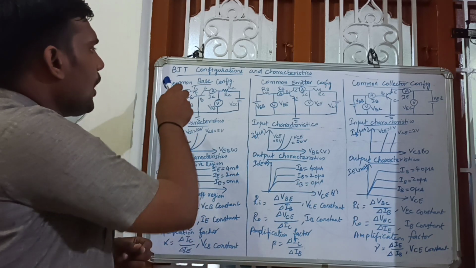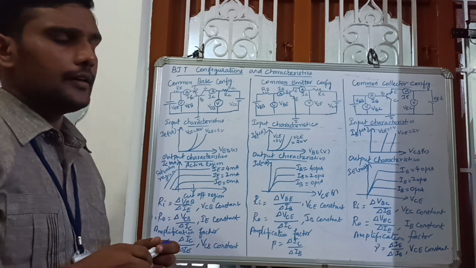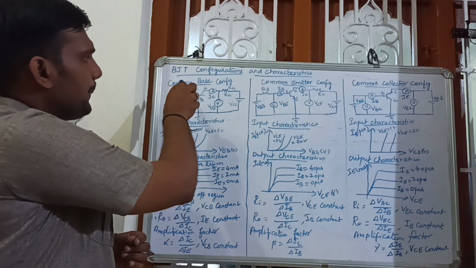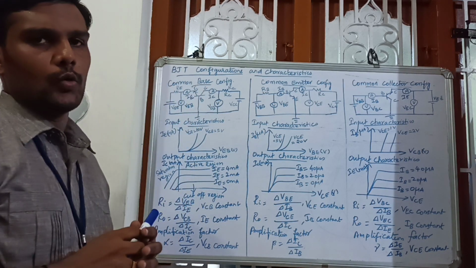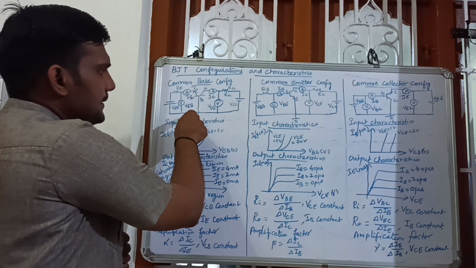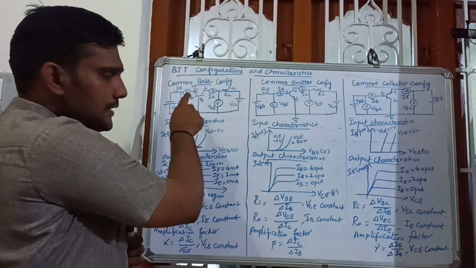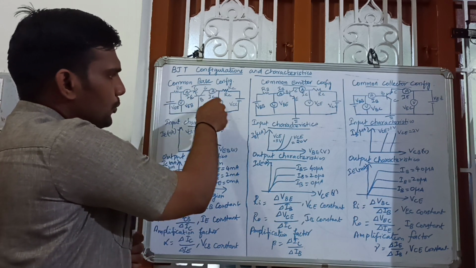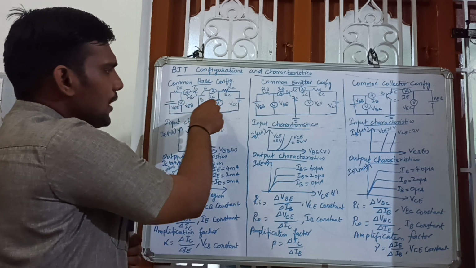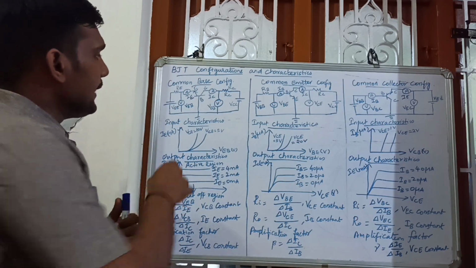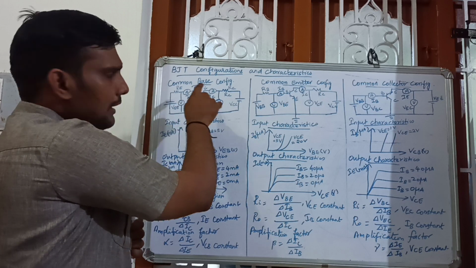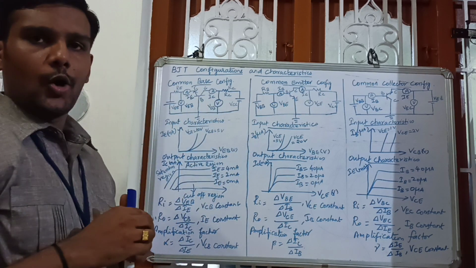See here the common base configuration. From the name itself we can say the base terminal is common for input and output. So this is the base terminal which is grounded, which is common for input and output. This is the input side, this is the output side. And the emitter terminal is acting as an input terminal, collector terminal is acting as the output terminal.